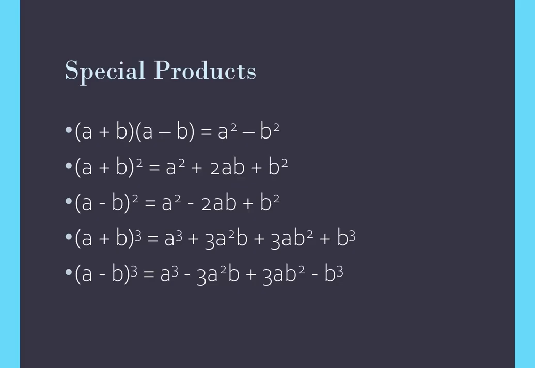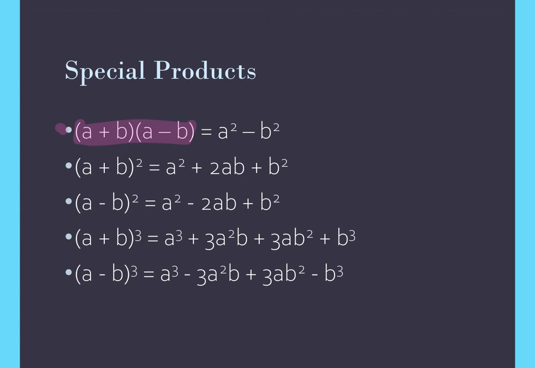All right, so here are some special products. These are ways to design shortcuts based on the type of product that you're given, okay? You do not ever have to use these shortcuts. You can always just FOIL them out, but they are shortcuts to save you some time, okay? The first one is if you're multiplying opposites.